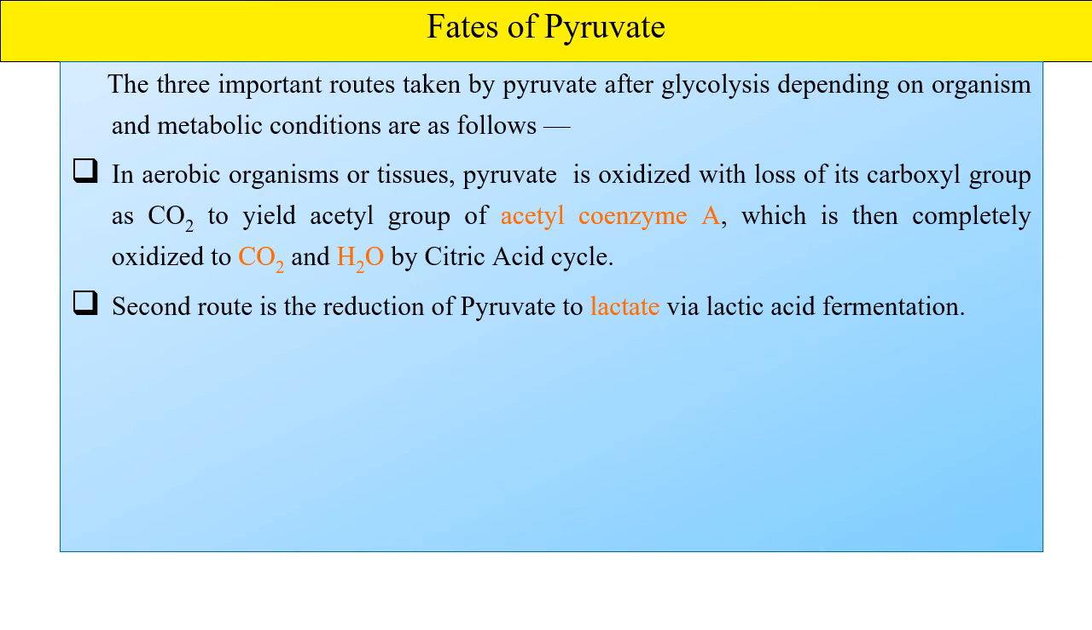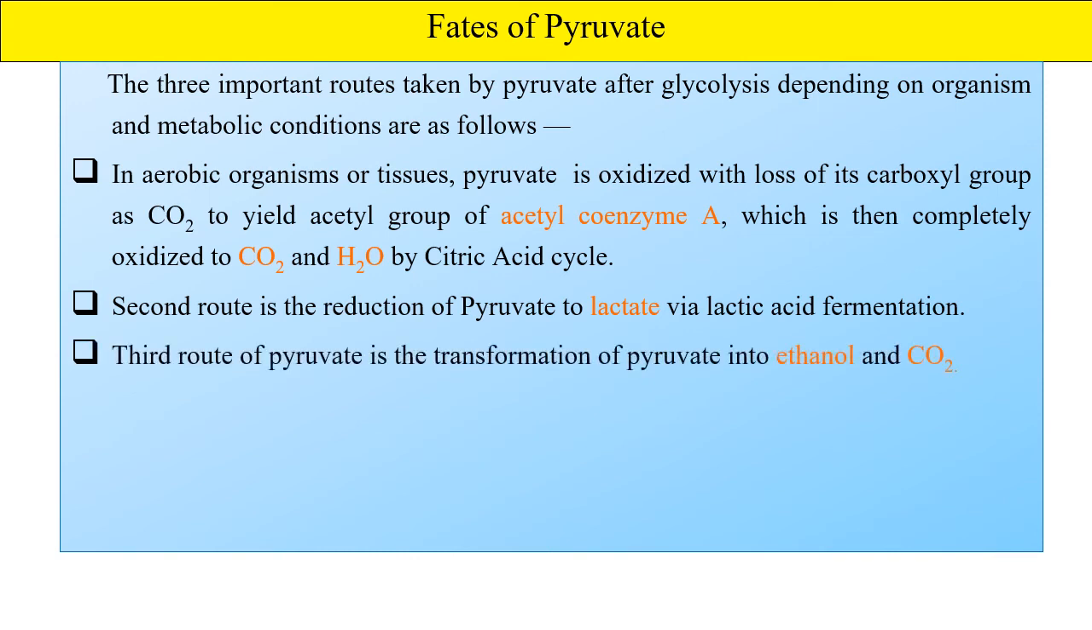The second route for pyruvate is its reduction to lactate through lactic acid fermentation. When there is vigorous contraction of skeletal muscle under low oxygen conditions, NADH cannot be reoxidized to NAD+. But NAD+ is required as an electron acceptor for the further oxidation of pyruvate. Under such circumstances, pyruvate is reduced to lactate by accepting electrons from NADH, and regeneration of NAD+ occurs, which is necessary for continuation of glycolysis. Certain tissues and cell types like retina and erythrocytes can convert glucose to lactate even under aerobic conditions. And lactate is also the product of glycolysis under anaerobic conditions in some microorganisms.